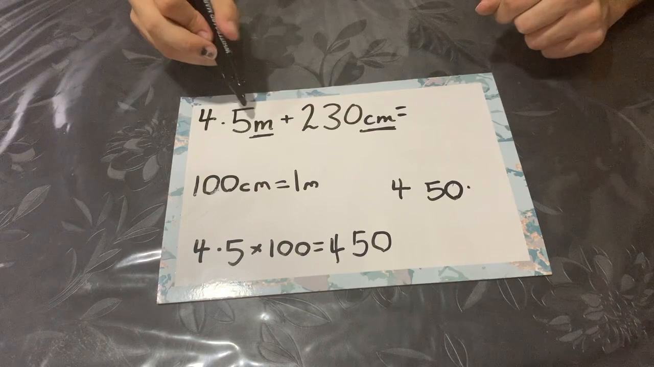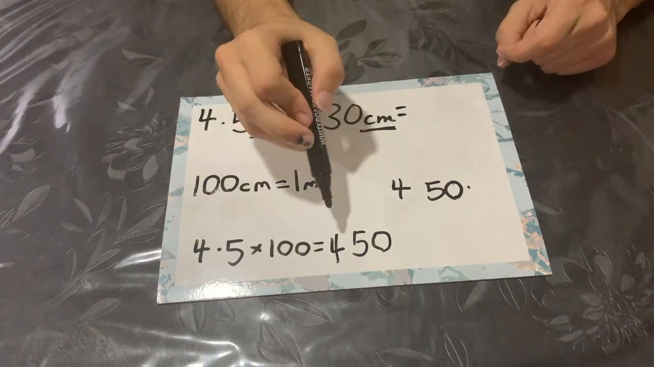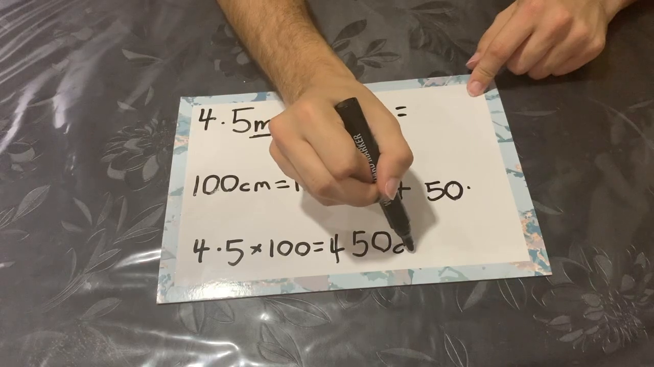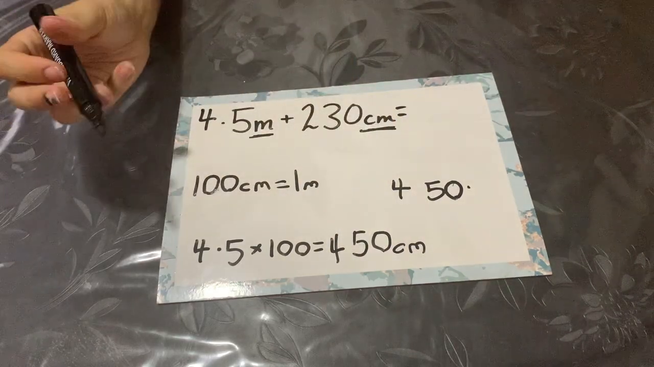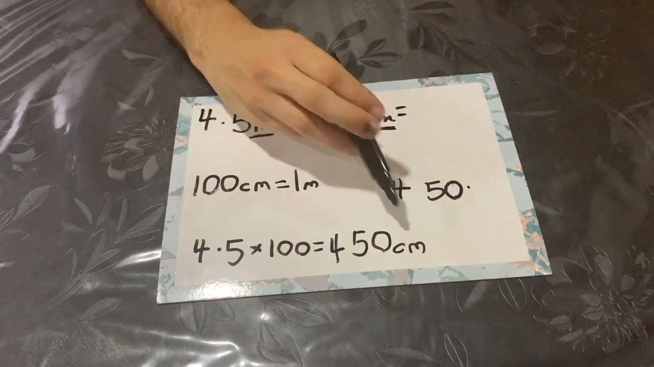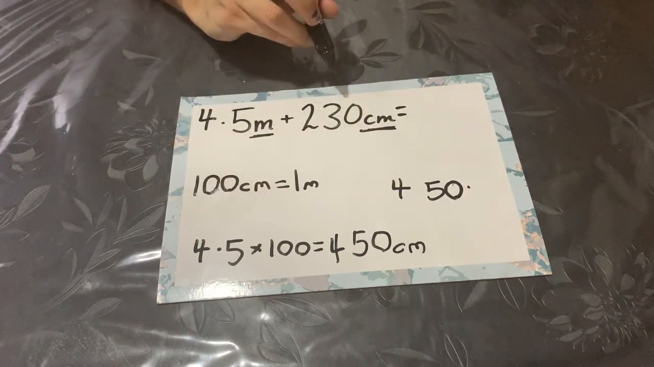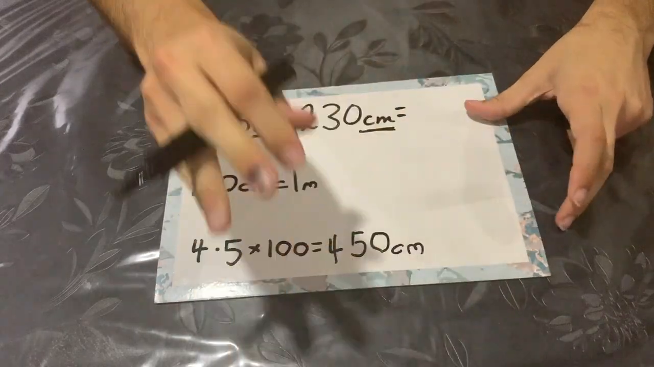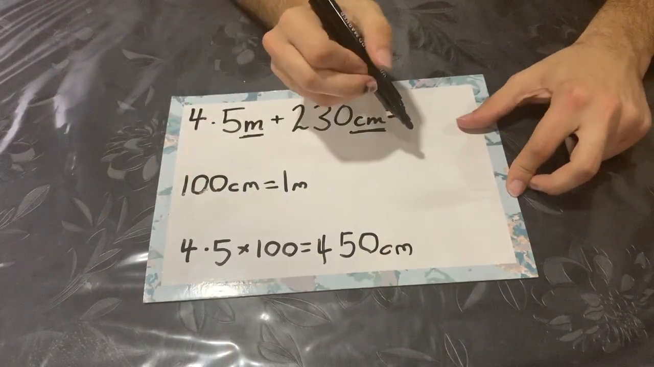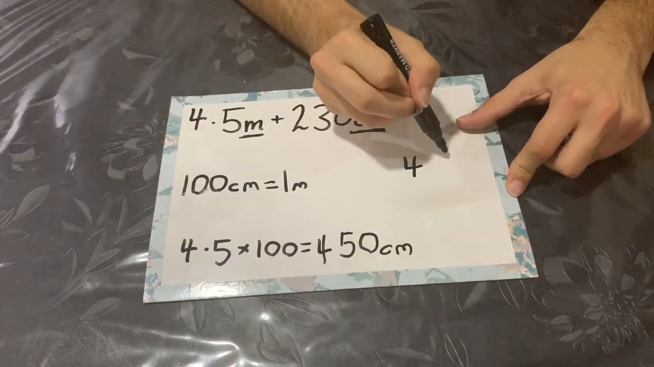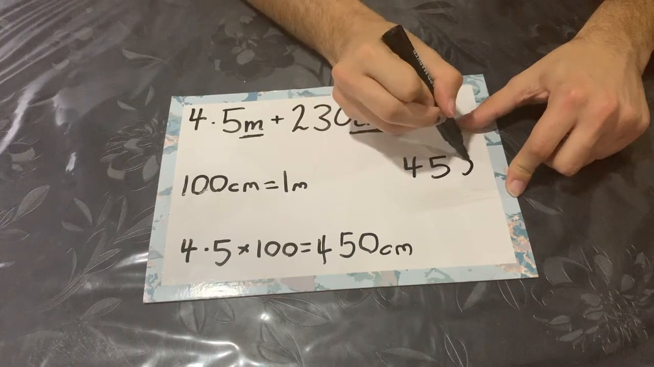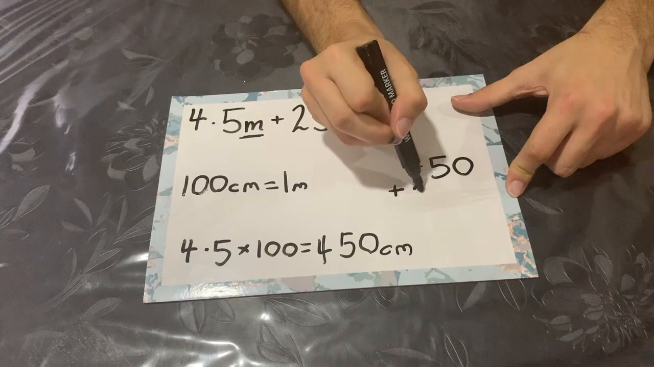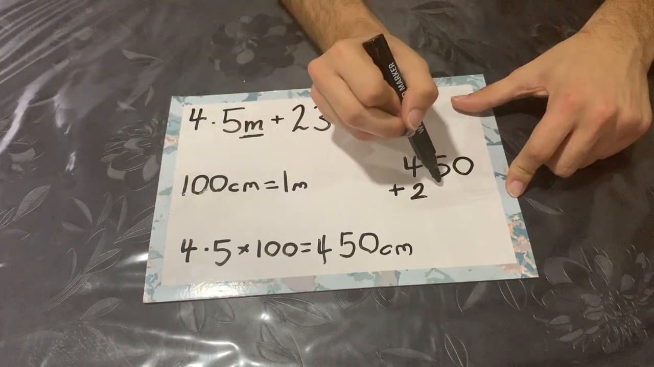So 4.5 meters is 450 centimeters. So now I need to do 450 centimeters plus 230. So I'm going to do that here now using column addition. So I've got 450 plus 230.